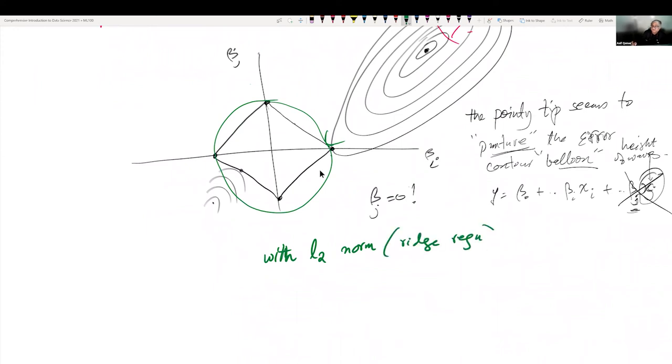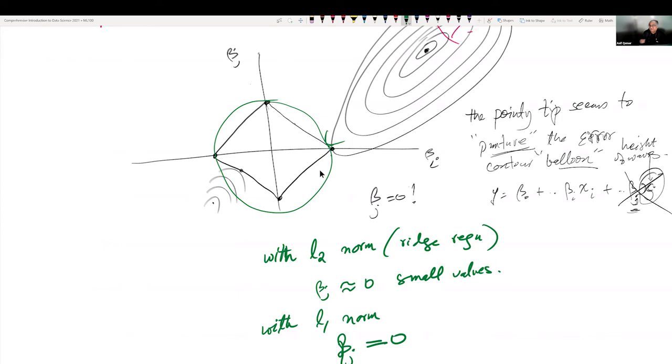with L2 norm, ridge regularization, beta j will become small. Small values. But with L1 norm, beta j will actually be zero, right? So literally it will be zero. And so the way we say it is that L1 norm has one additional benefit. It leads to dimensionality reduction.